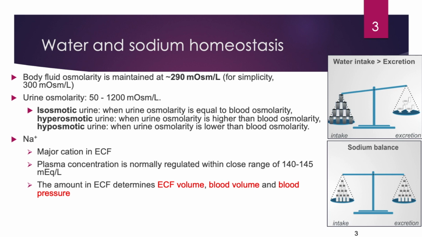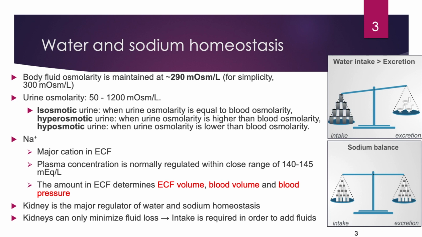For example, if there is an increase in the amount of sodium in the body, this will lead to ECF volume, blood volume, and blood pressure to increase. Vice versa, if sodium concentration in the plasma is decreased, this will cause ECF volume, blood volume, and blood pressure to also decrease.